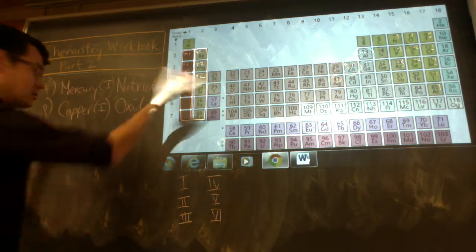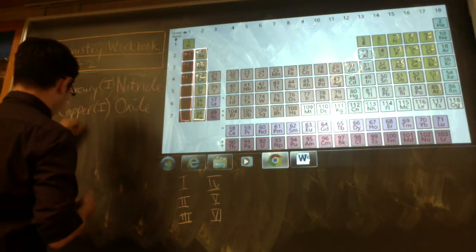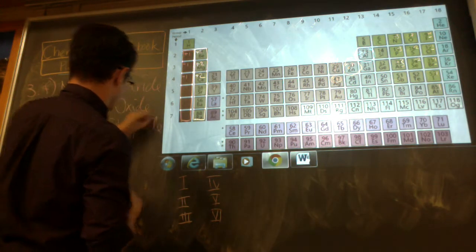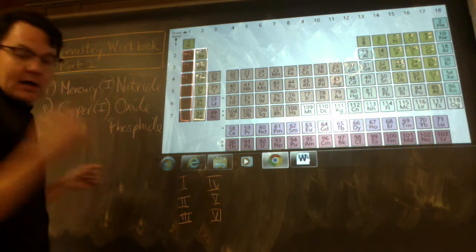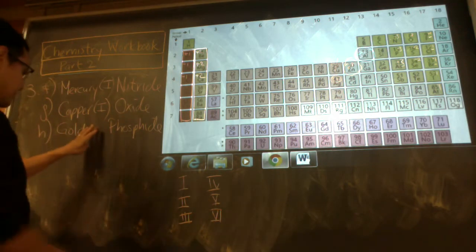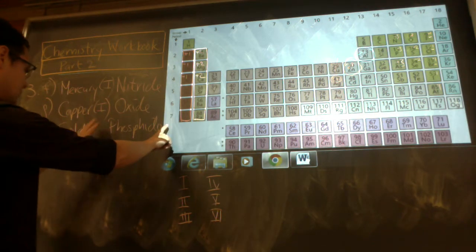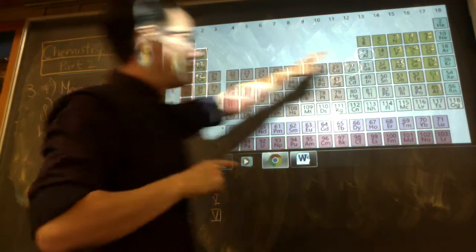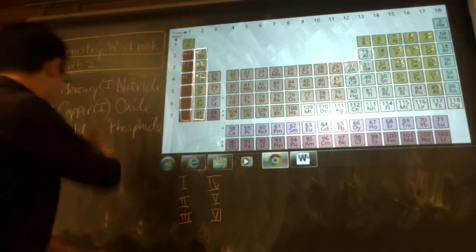Au3P. Au is gold, phosphide is P. It is Au3 and P1. So the 3 goes over here, the 1 goes over here. If phosphorus is 3, then gold is 1. Phosphorus is 3, gold is 1.